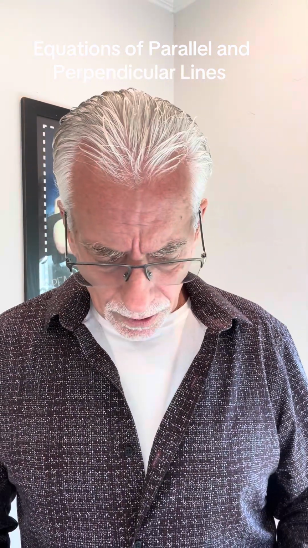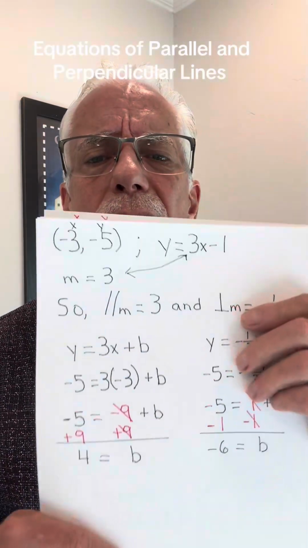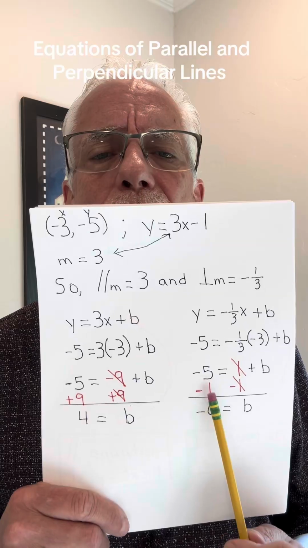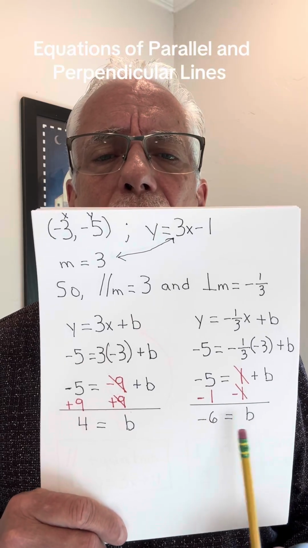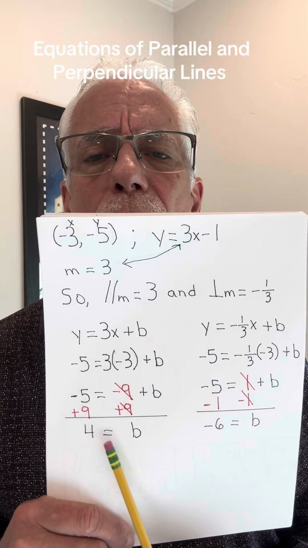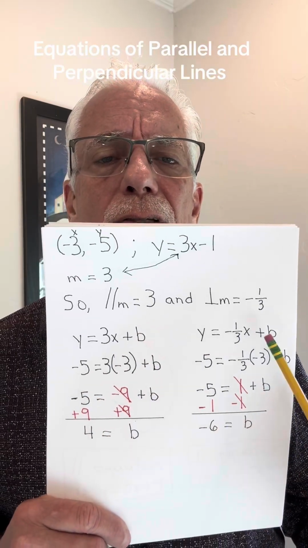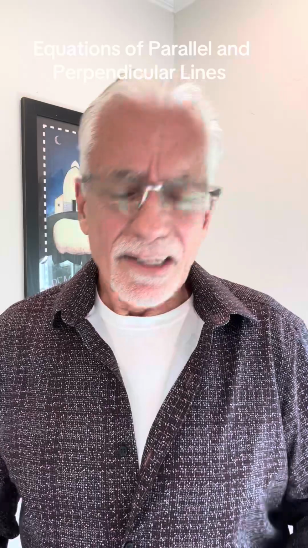And then so -5 plus 9 is +4. And -5 minus 1 is -6. So these are my b's right here. So b equals 4 is going to go right there. And then b equals -6 is going to go right there. And then that's our equation.